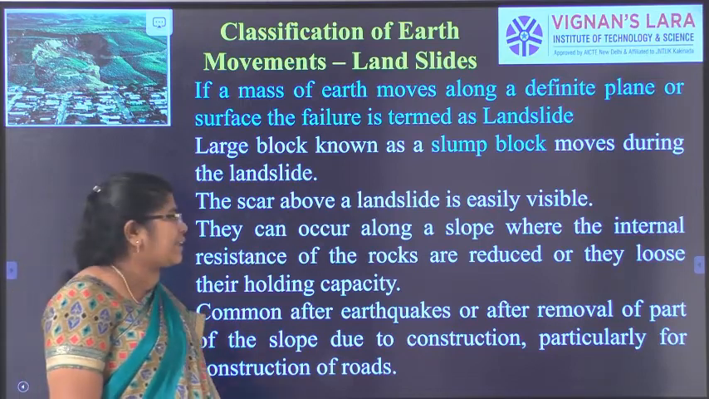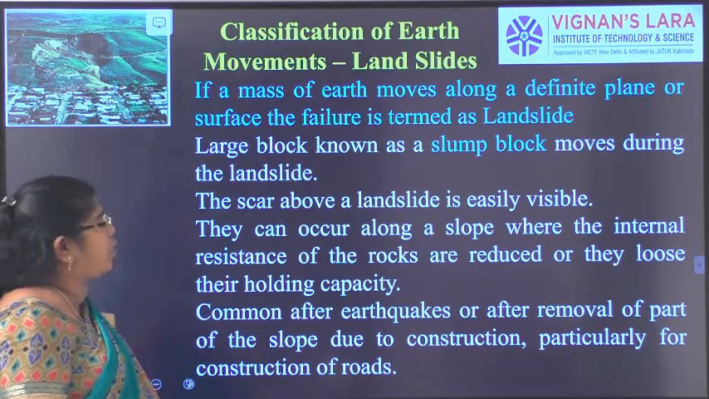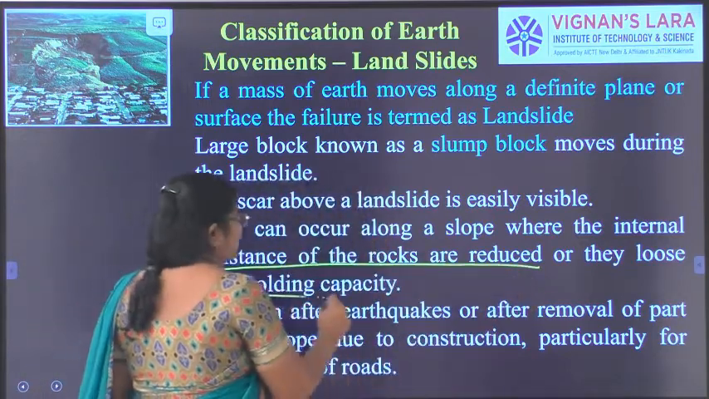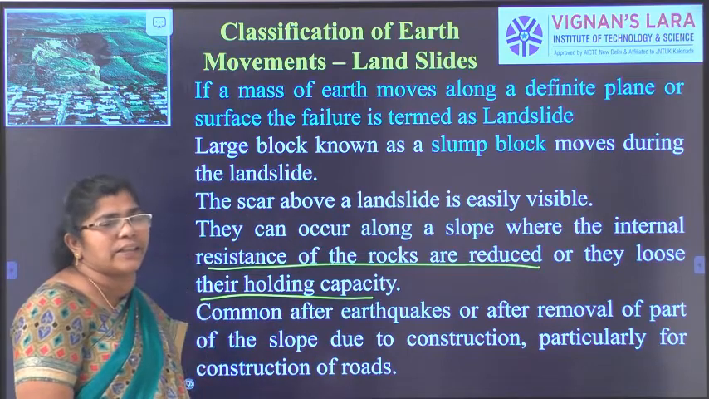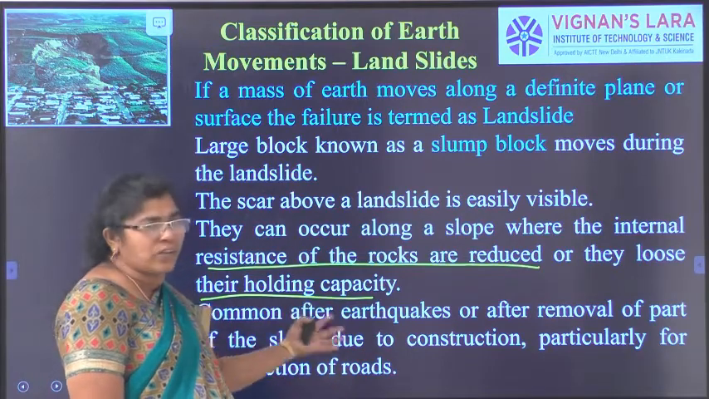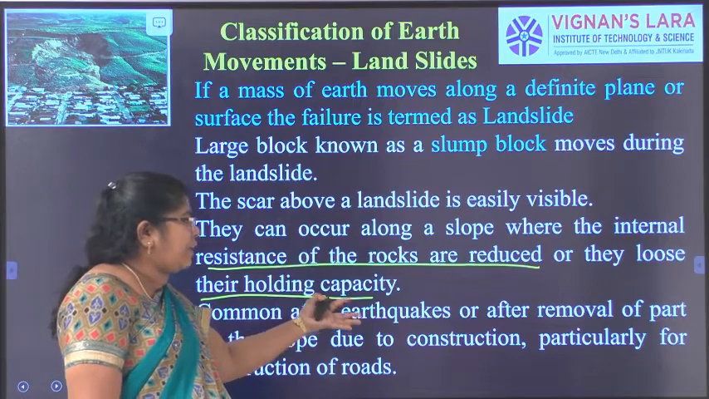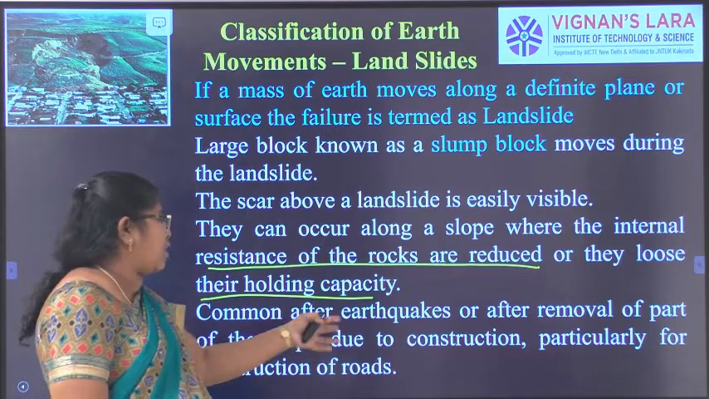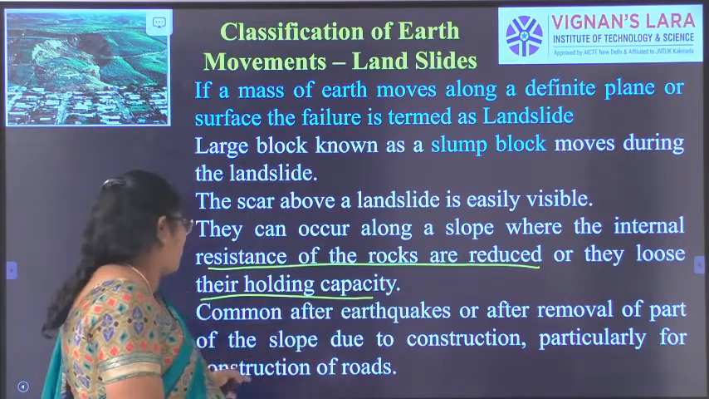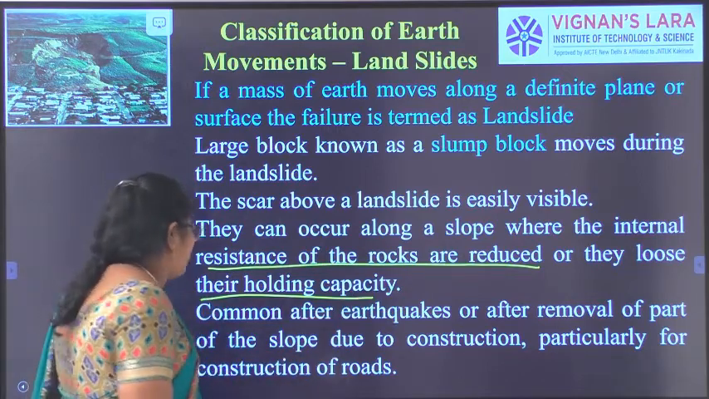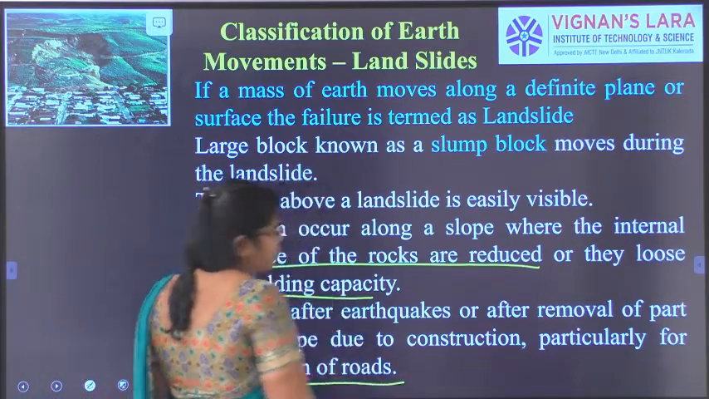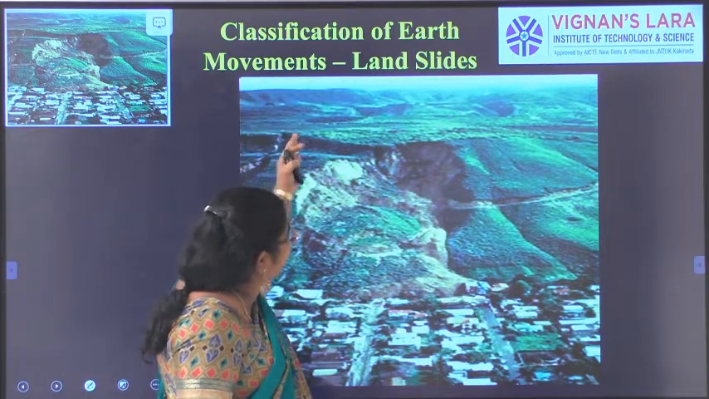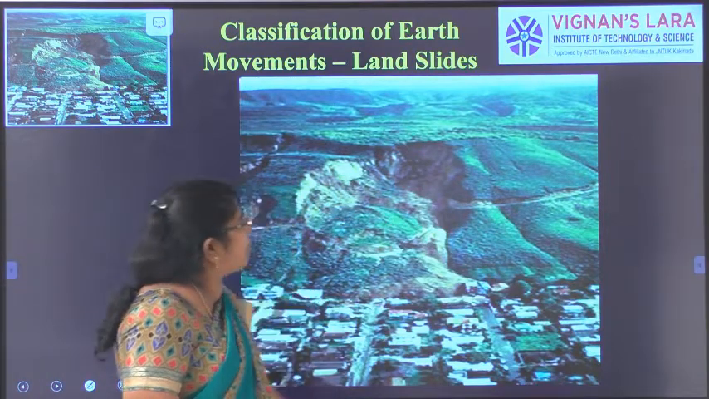We can easily see the landslide, and they can occur along a slope where the internal resistance of the rocks is reduced or they lose their holding capacity. That is where the shear stress is higher than the shear strength. When the internal resistance of the rocks is reduced, then we will have these landslides. Common after earthquakes or after removal of part of the slope due to construction, particularly for the construction of roads. Okay, so this is one of the landslides. You can definitely see there is a big mass of land that has moved down.